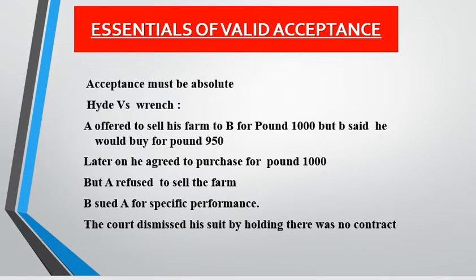Acceptance must be absolute. In the case of Hyde versus Wrench, A offered to sell his farm to B for £1,000, but B said he would buy for £950. So he is making a counter offer. Later on, he agreed to purchase for £1,000, but A refused to sell the farm. B sued A for specific performance. The court dismissed his suit, holding there was no valid acceptance, so there was no contract.